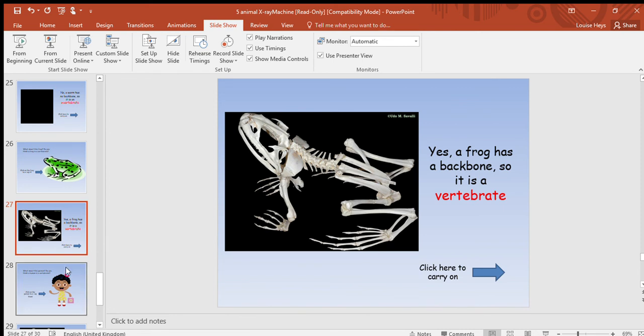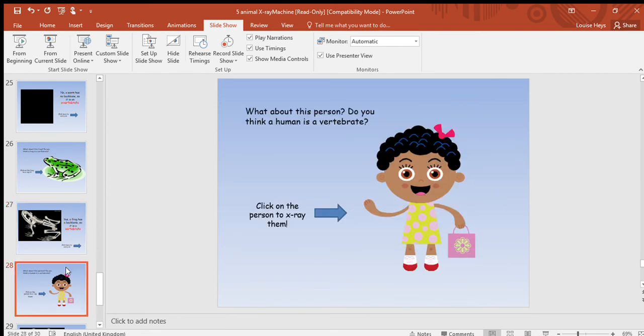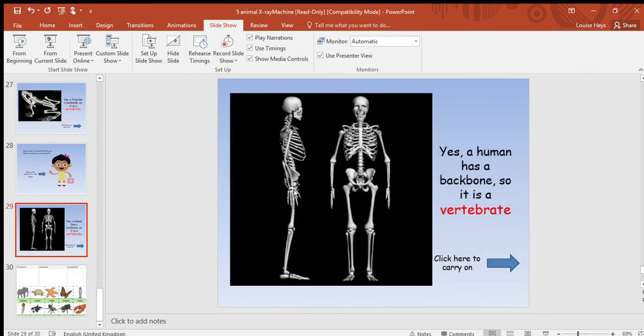Now the next one's really easy. What about a person? Does a person have a backbone? Are they a vertebrate? Now I spoke about this earlier, so hopefully you can remember the answer to this one. So the answer to this one is, of course we do. We have a backbone, so we are a vertebrate. Well done, everyone. I hope you got lots of those right.